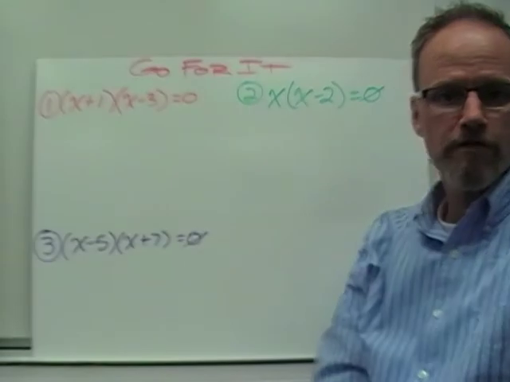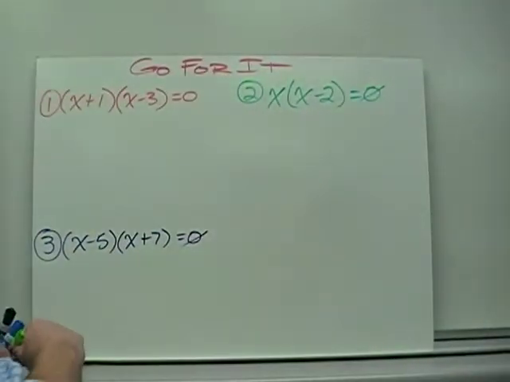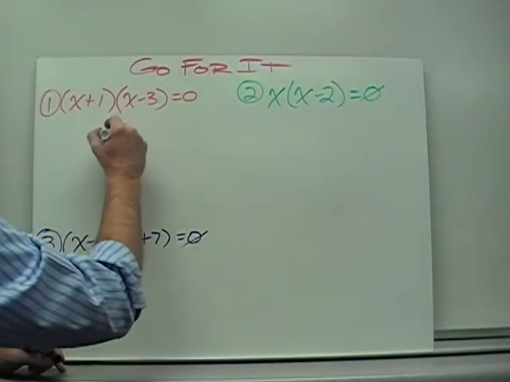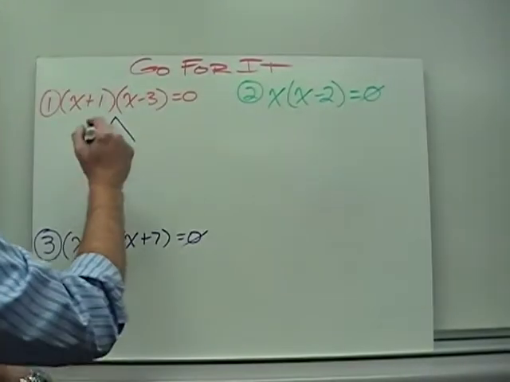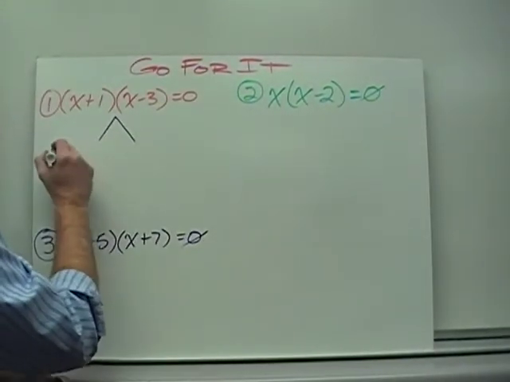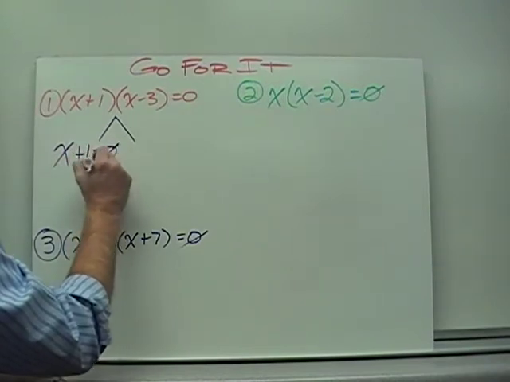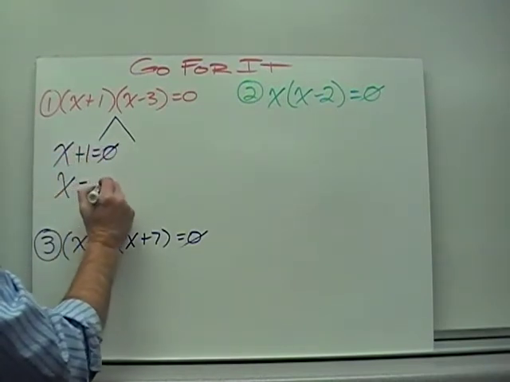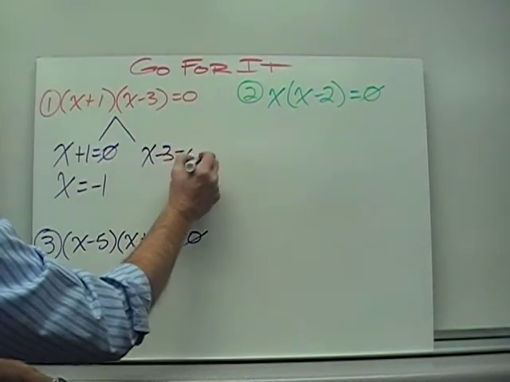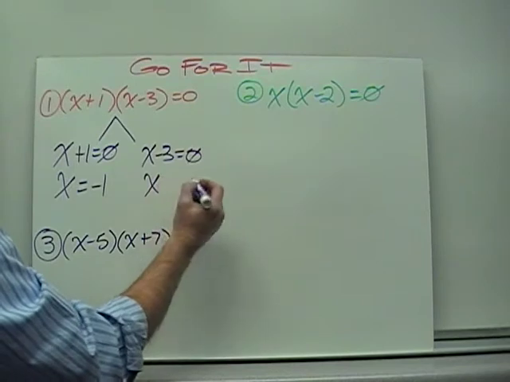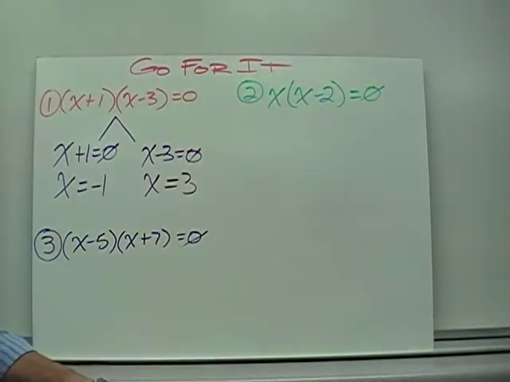So I want you to go for it. Pause and do the work. Let's see here. x plus 1 equals 0. I know that's going to be x equals negative 1. On this side will be x minus 3 equals 0. And I know when I solve for x through inverse operations, I get x is 3.